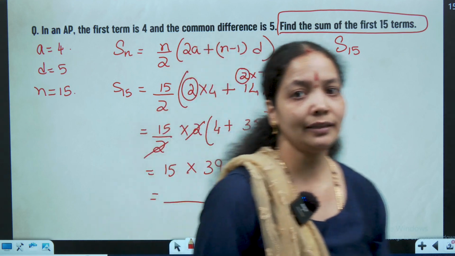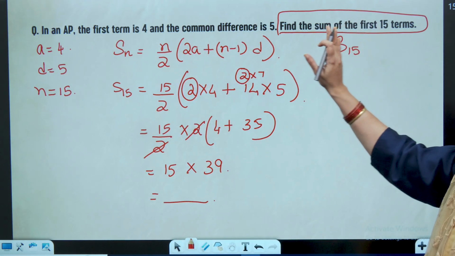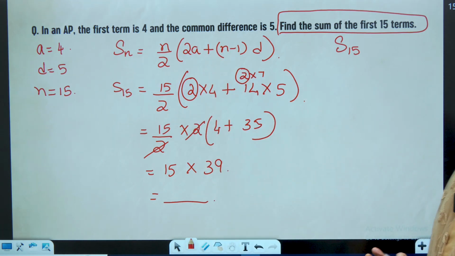So this was the 15th term. Using the given question, I am generally analyzing the formula, substituting and simplifying it here. I hope you all are understanding it.